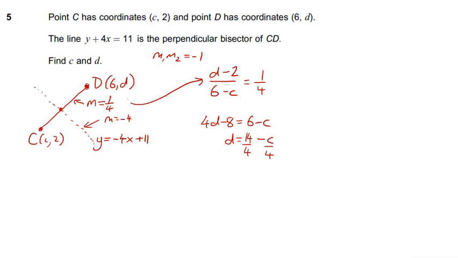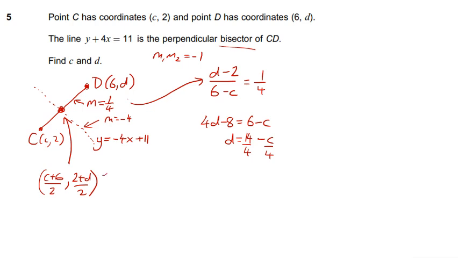So what else do we know? We know it's a bisector. So we know that this point here, halfway between C and D, the midpoint of C and D, lies on the line y equals minus 4x plus 11. So what are the coordinates of this point? Well, it must just be (c plus 6) over 2 and (2 plus d) over 2. So the midpoint is just the mean of those 2 points, the average.